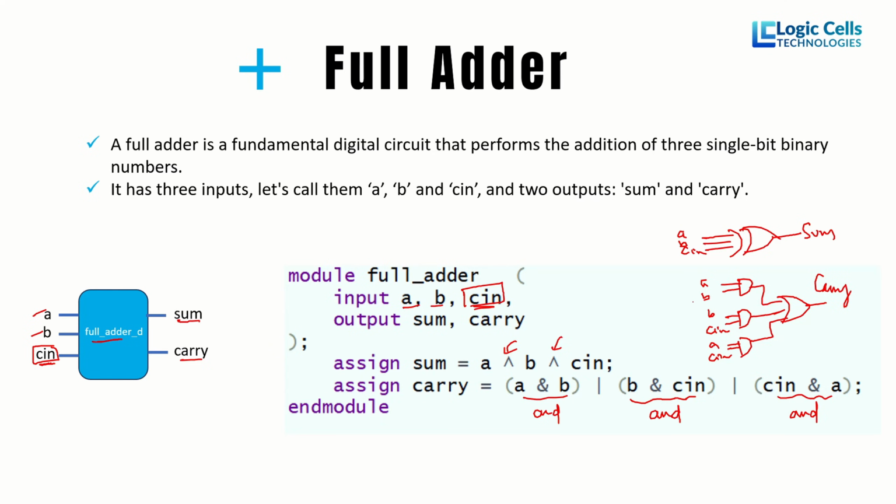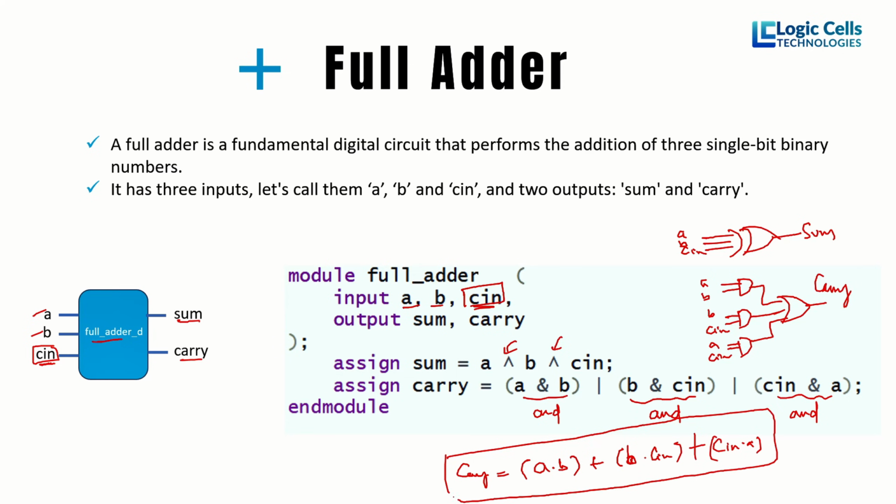The same expression we have implemented here, we can write it as A dot B plus B dot Cin, then plus Cin dot A. That is what we write here: Carry is equal to that, right? So if you have an expression like this for your design functionality, you can directly go with assign. That is what it is.